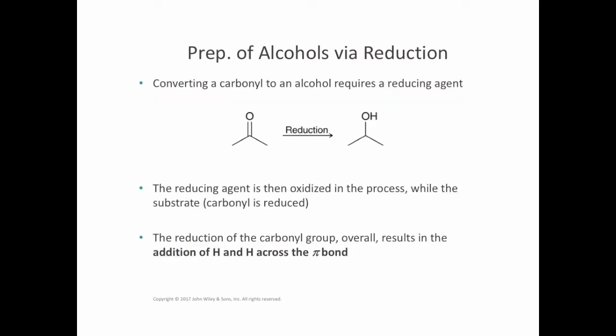So converting a carbonyl to an alcohol requires a reducing agent. That's something that facilitates a reduction. If something's reduced, then something must always be oxidized. The two go hand in hand. So in this type of a reaction, whatever the agent is oxidized in the process.